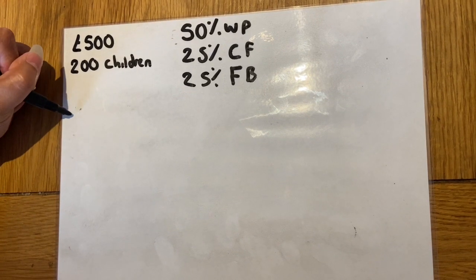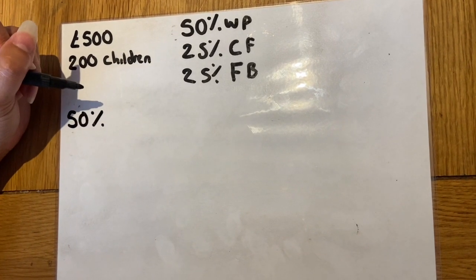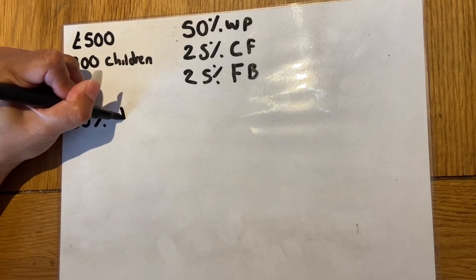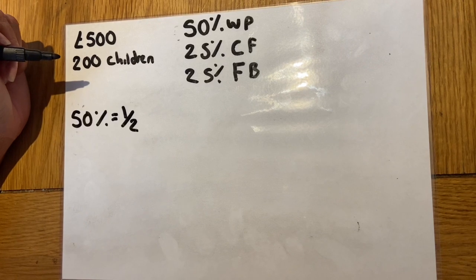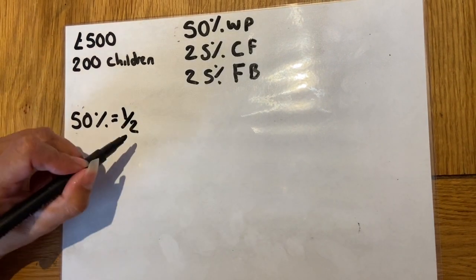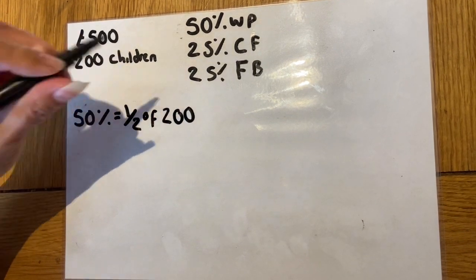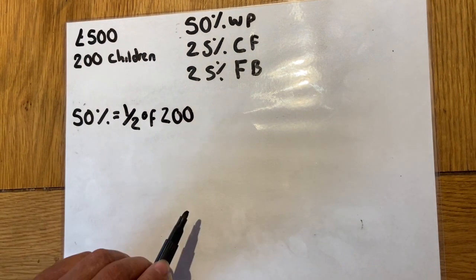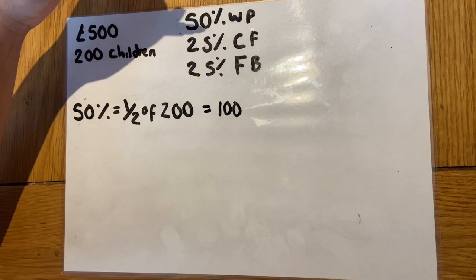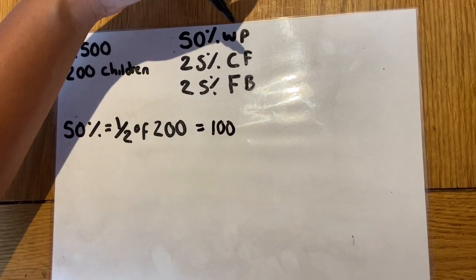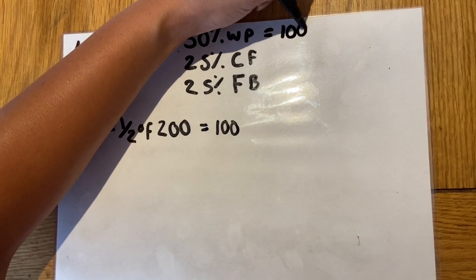Okay, so 50% is equivalent to a half. Okay, so we can find half of 200, which is, you got it, 100. So 50% wildlife pond, 100 children.